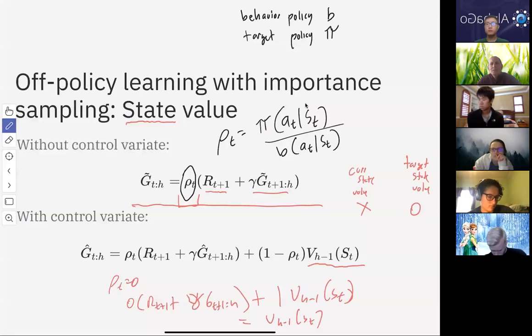Does the difference make sense? So you can see why we would have less variance in that second case. So this is the control variate. This part of it is called the control variate.